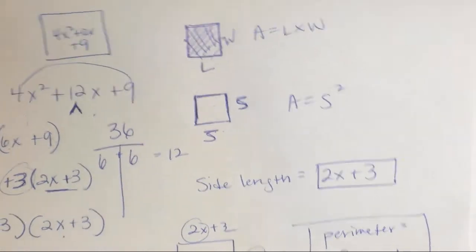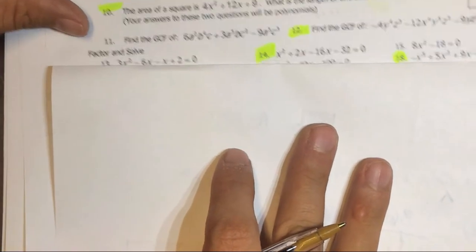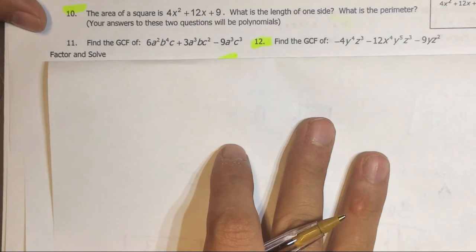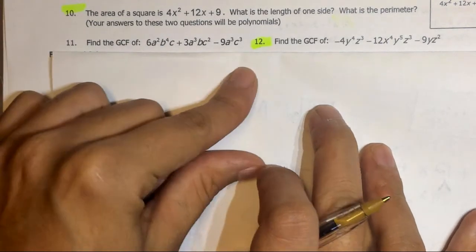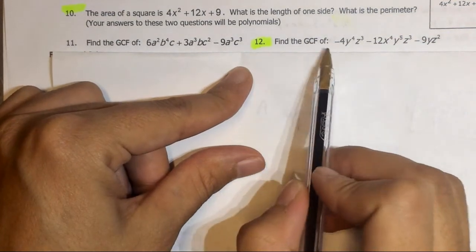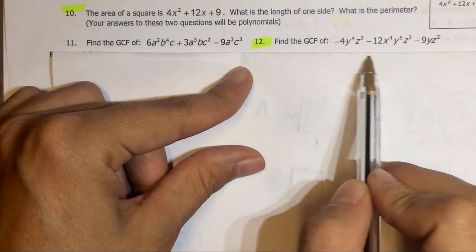Alright, so next one I'm going to do is number 12. Number 12 on your review, and it's very similar to number 11. It says, find the GCF of this guy right here.